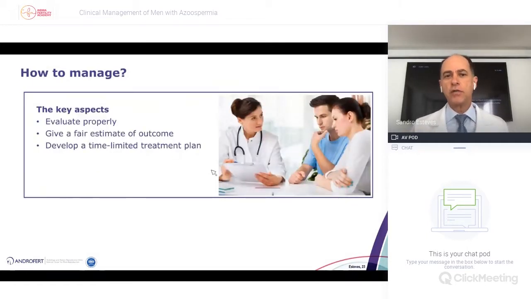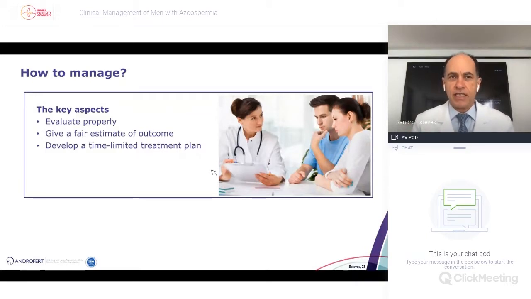So the way we manage patients with non-obstructive azoospermia due to spermatogenic failure includes proper evaluation. We provide the patients a fair estimate of the possible outcome, counseling. And then we develop a time-limited treatment plan, because in some circumstances we feel there is no point in repeating treatment failure after failure. We need to provide the patient a treatment that has a beginning, middle, and end.